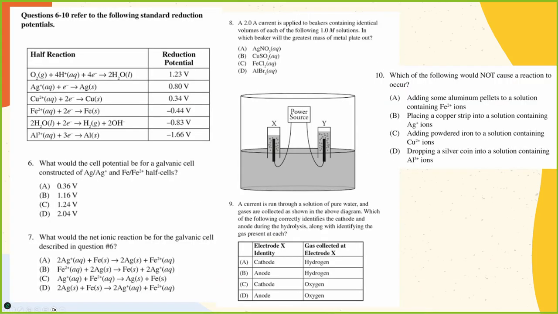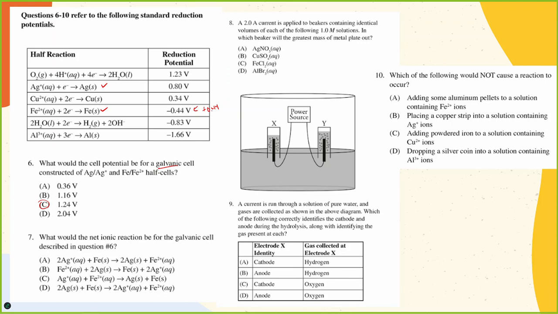Oh, look at this. Lots of fun multiple choice. What would the cell potential be for the galvanic cell constructed from silver to silver plus and Fe to Fe2 plus half cells? Okay. So now we're looking at the silver and the Fe. So if I wanted galvanic, I have to flip this one. Okay. So if I flip that, this becomes positive. So 0.8 plus the 0.44, that's going to give me C as my answer.